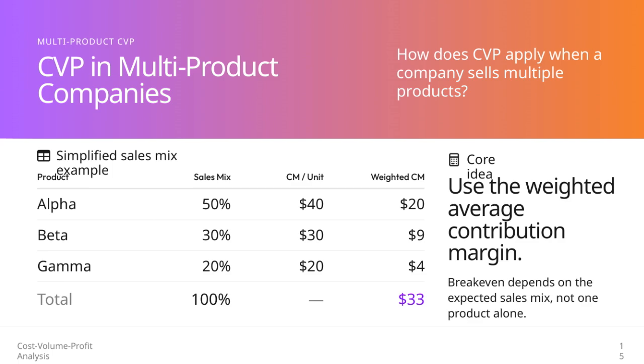Alpha might make up 50% of sales with a $40 contribution margin per unit, beta 30% with $30, and gamma 20% with $20. By multiplying each product's sales mix by its contribution margin, we get the weighted contribution margin, which in this case totals $33. This overall figure is what we use for break-even analysis, meaning the break-even point depends on the expected sales mix across all products, not just one product alone. So, understanding and correctly estimating the sales mix is crucial for accurate CVP analysis in multi-product companies.